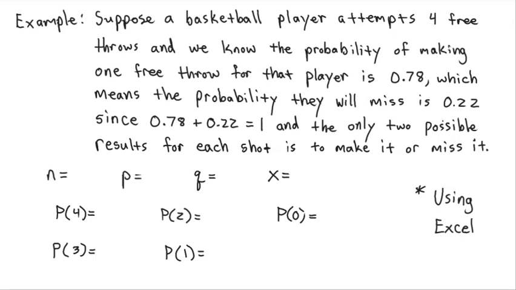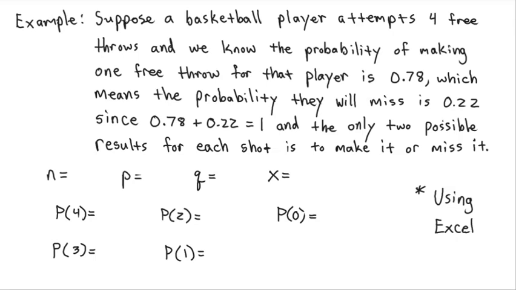So I'm going to show you how to calculate binomial distribution probabilities using Excel. Okay, so hopefully you've seen in a previous video where I gave this example. Suppose we have a basketball player who is attempting 4 free throws. We know that the probability of success is 0.78, which means that the probability of missing is 0.22 because the only two possibilities are making it or missing it. And if you add those two probabilities together, you get 1.